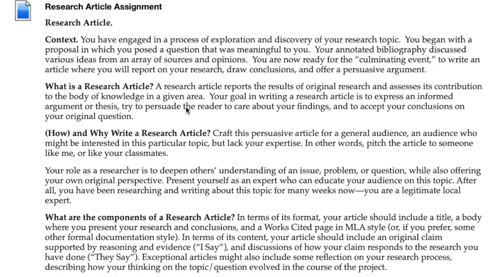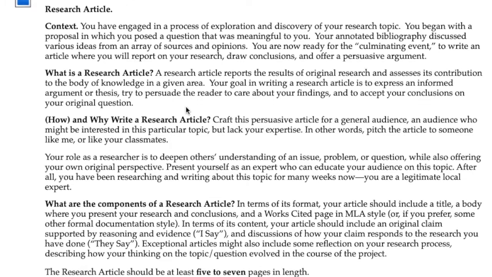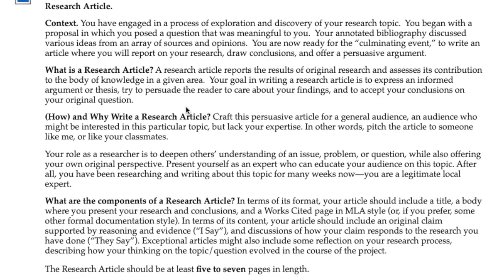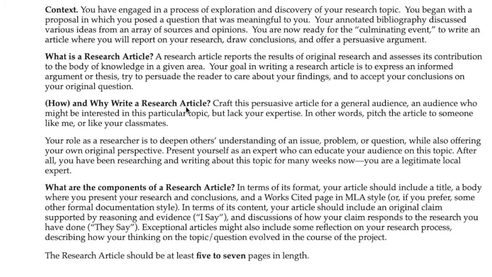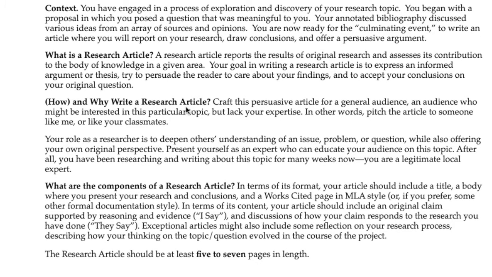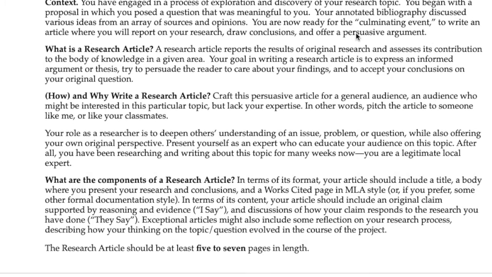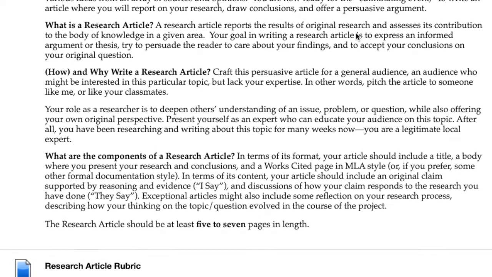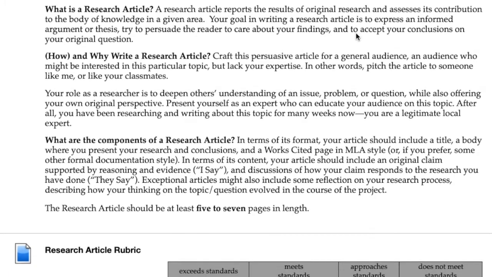So here it is. Here's the assignment write-up. Basically it says you have engaged in a process of exploration and discovery of your research topic. You began with a proposal in which you posed a question that was meaningful to you. Your annotated bibliography discussed various ideas from an array of sources and opinions. You are now ready for the culminating event, to write an article where you will report on your research, draw conclusions, and offer a persuasive argument.